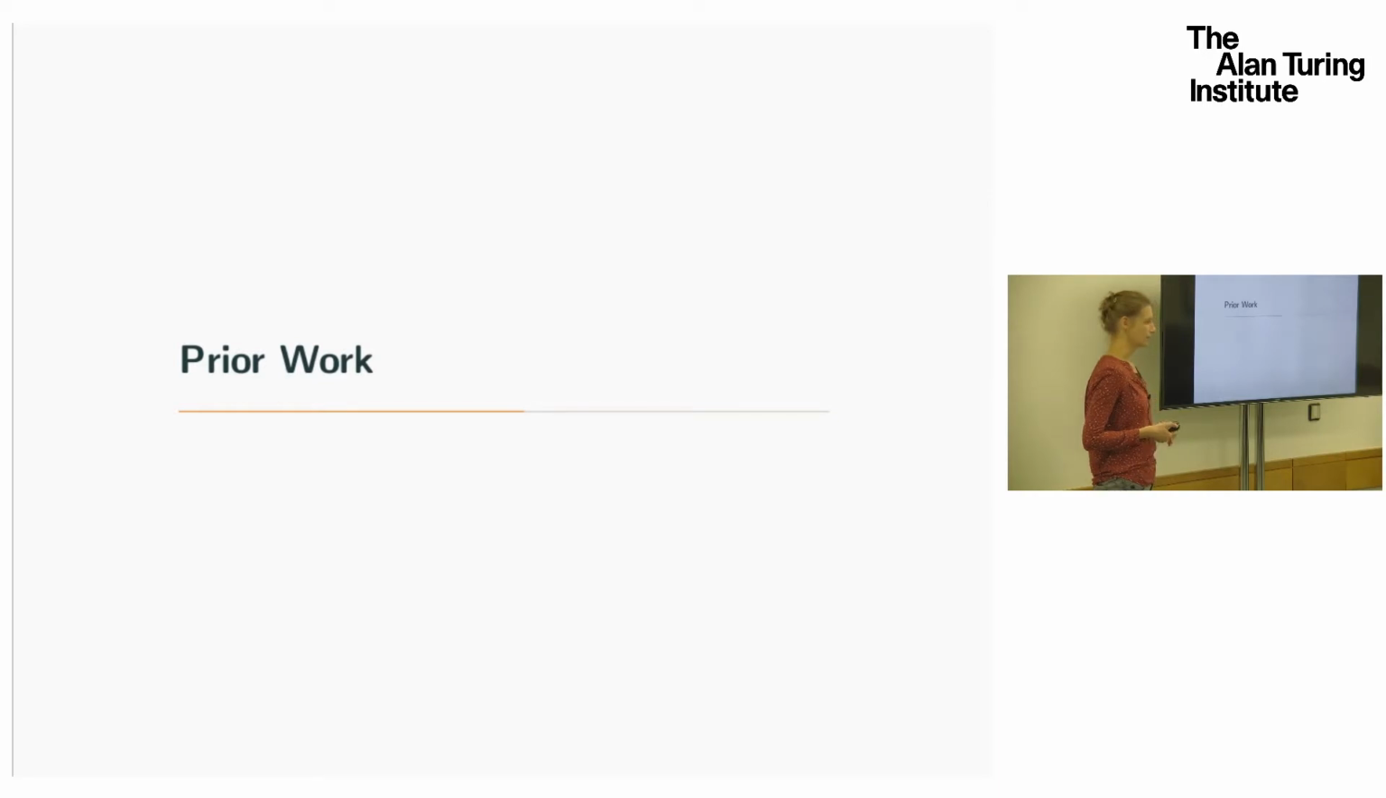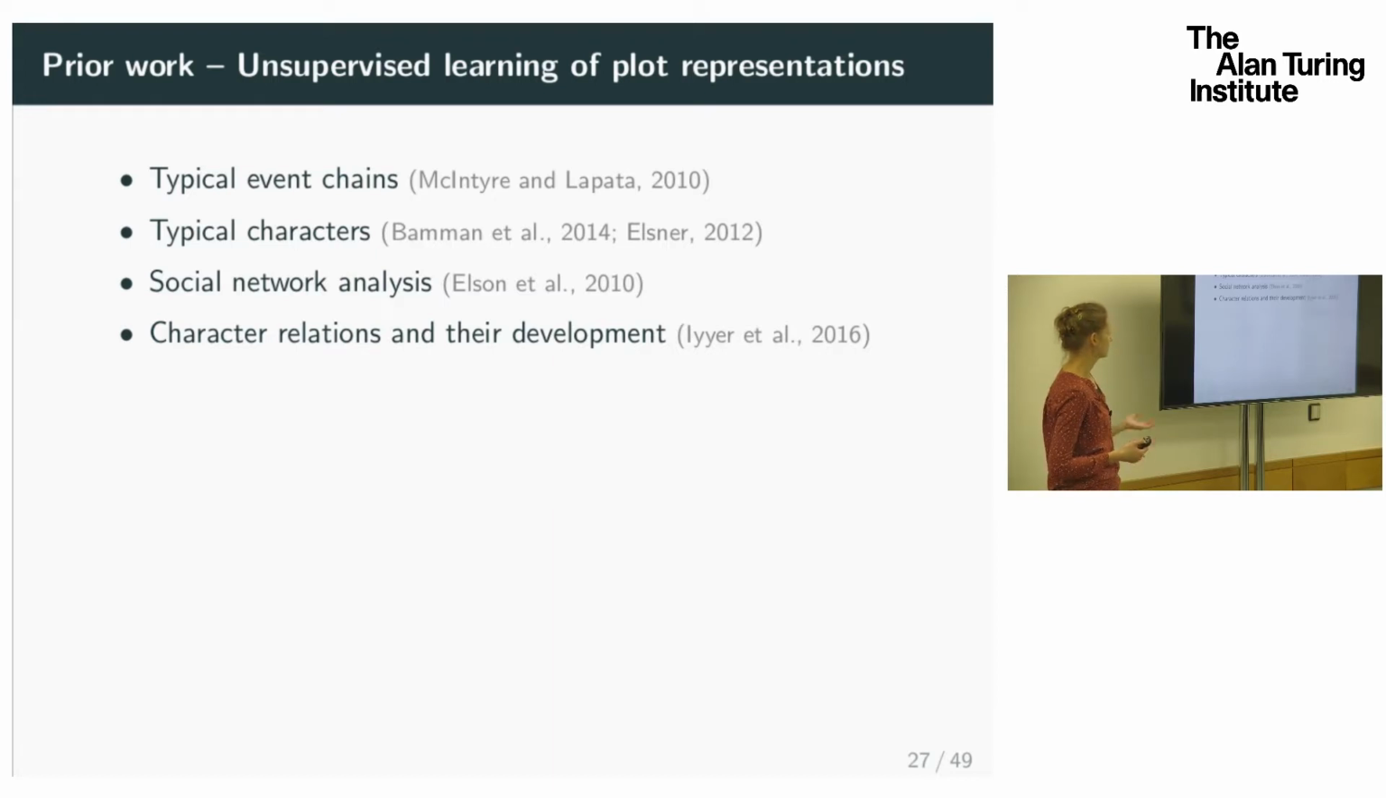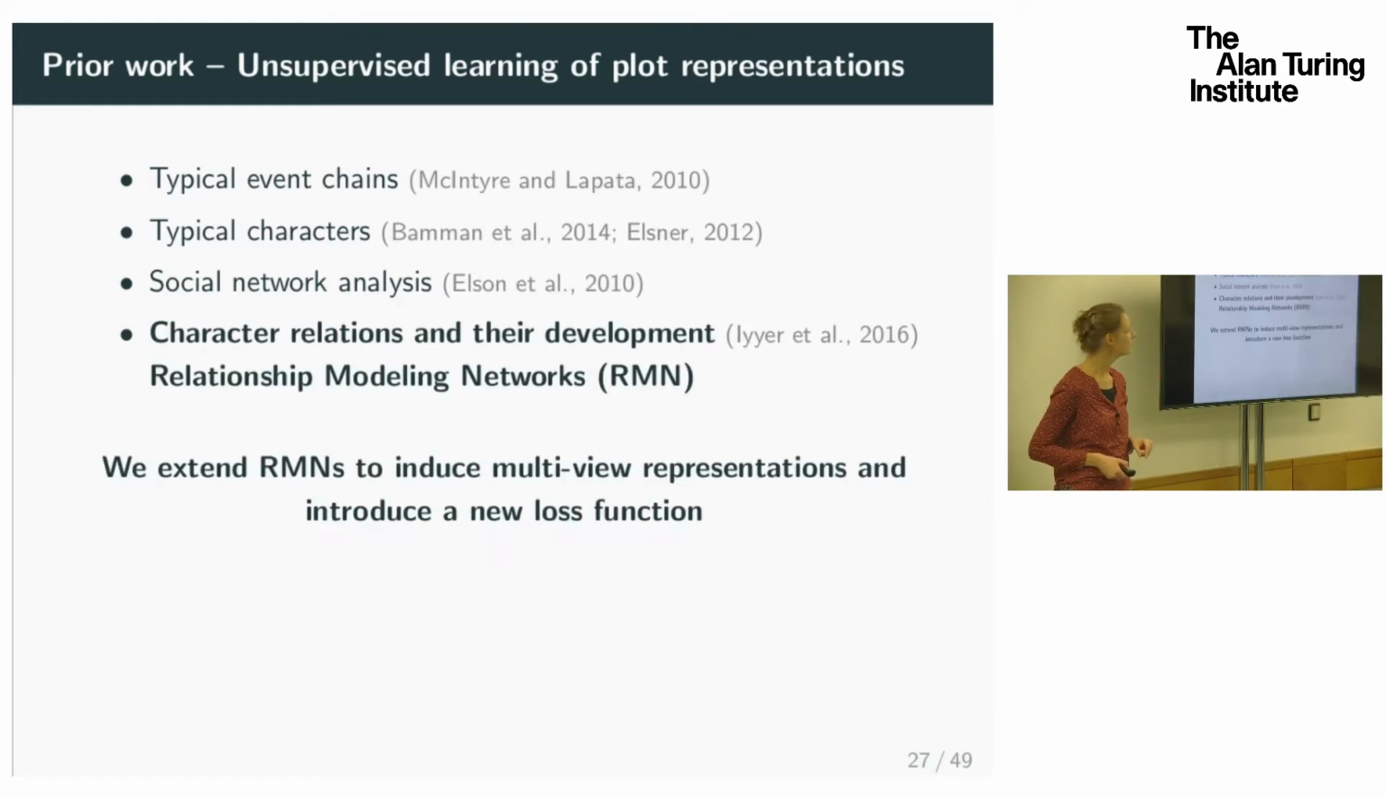There's quite a bit of prior work on automatically understanding what happens in a book or in a plot. People have looked at typical event chains, typical characters in books. They have looked at the social network between characters in a book. And quite recently, there's been a model proposed which looks at relations between characters and their development over time. And in this work, we take this model and extend it to induce multi-view representations. And we introduce a new loss function for this model. And yeah, this model is the RMN. I will keep talking about it and compare it to our model, and we will also evaluate later against this underlying model.